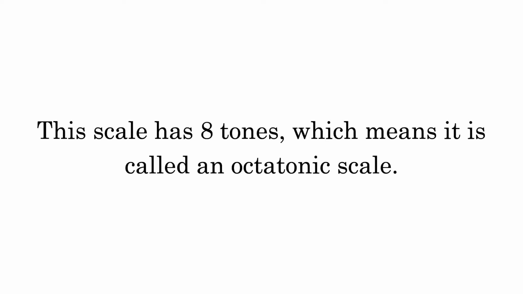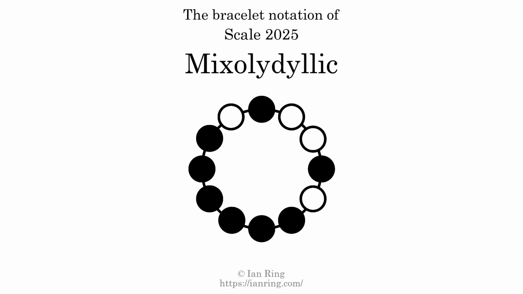This scale has 8 tones, which means it is called an octatonic scale. This is a bracelet notation diagram of Scale 2025. The shaded circles represent tones that appear in the scale, and they are read clockwise, starting at the top.